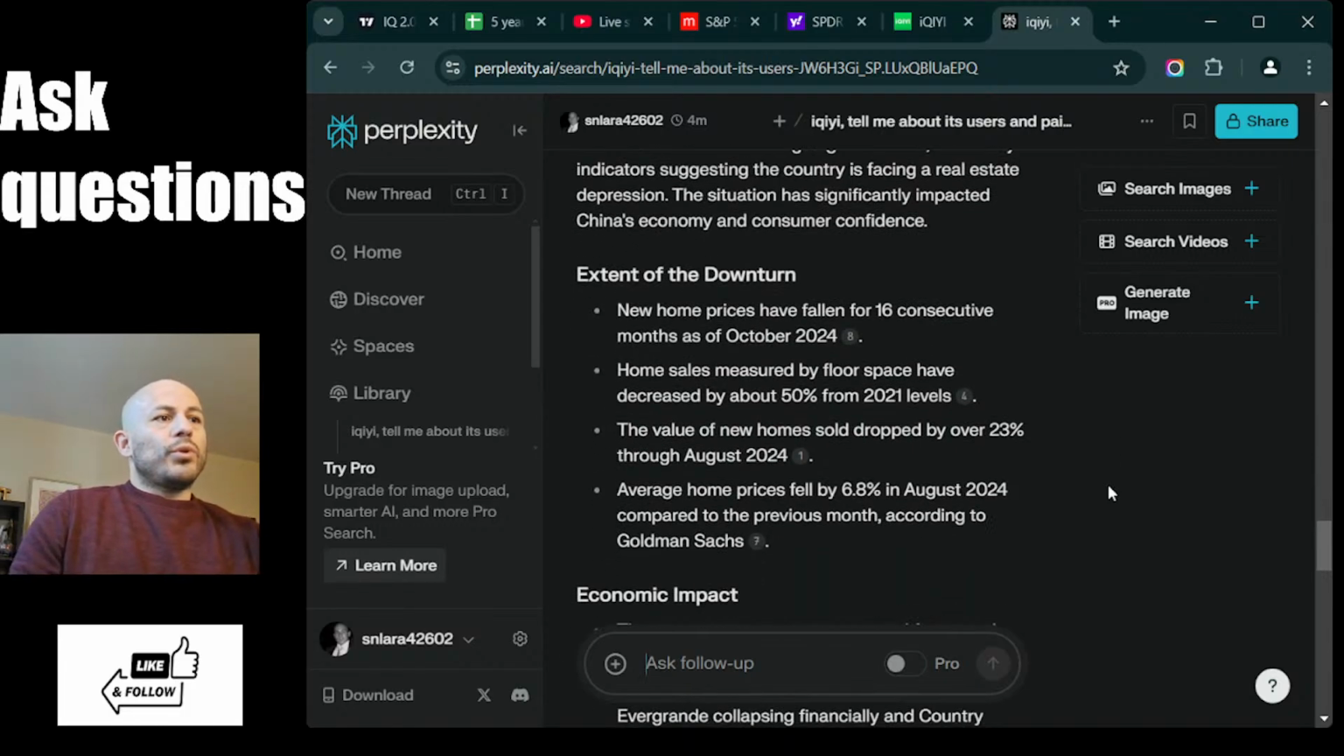The extent: new home prices have fallen for 16 consecutive months. That's a year and a half. In the USA, when property topped out in 2006, it didn't fully bottom until 2011. That was 5 years. And there was a huge speculation bubble in China. Home sales measured by floor space have decreased by about 50% from 2021 levels. So they're selling less footage. They're not shrinking, they're just selling less volume. The value of new homes sold dropped by over 23% through August 2024. That's big for real estate.